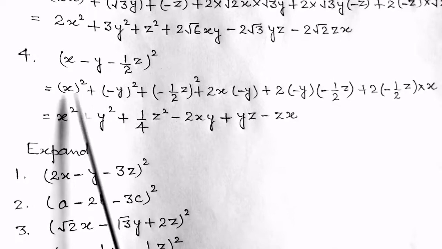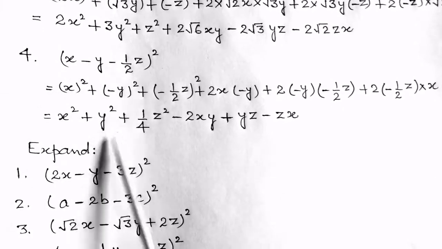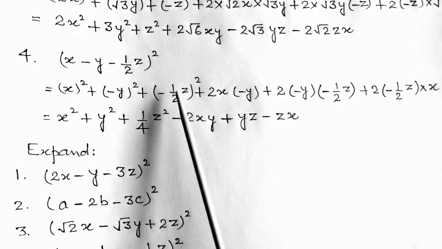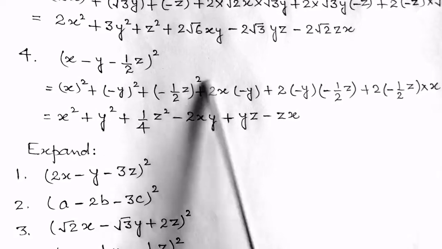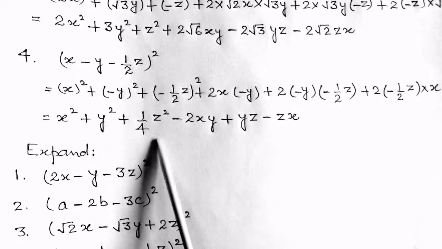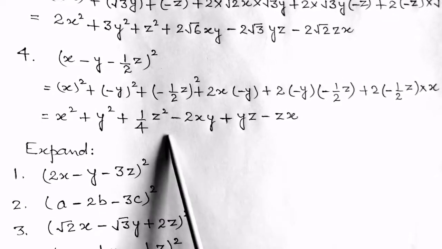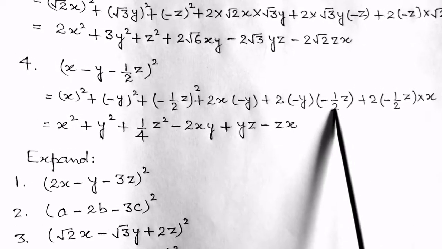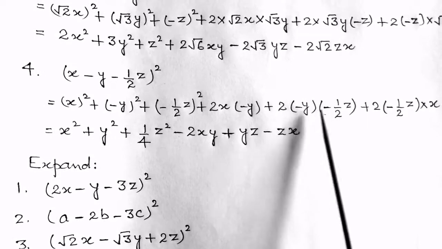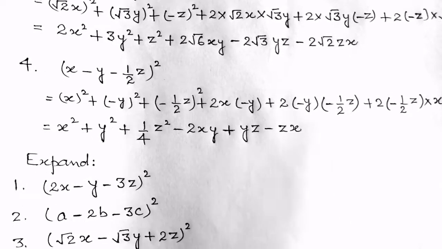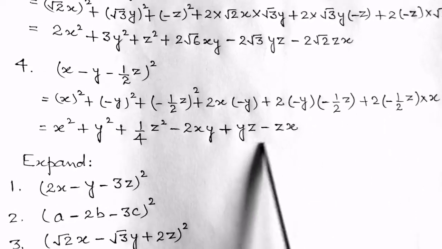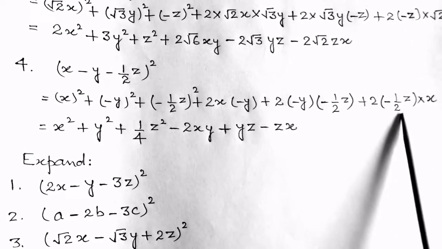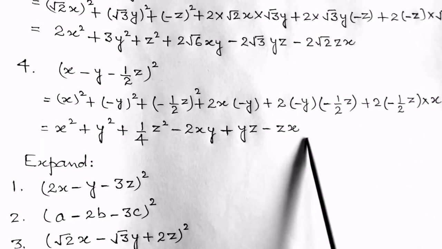Now simplify them. So square of x plus square of y, this minus 1 over 2z, square of this will become 1 over 4z square, plus into minus is minus, with minus 2xy. Now here these two will get cancelled, so minus into minus is plus, so you're left with plus yz. Here also plus into minus is minus, 2 gets cancelled, so minus zx.